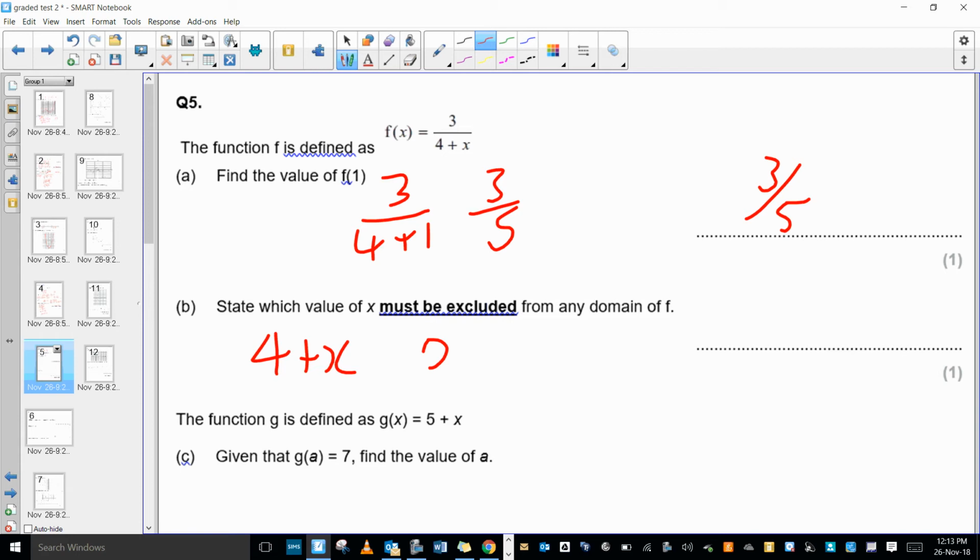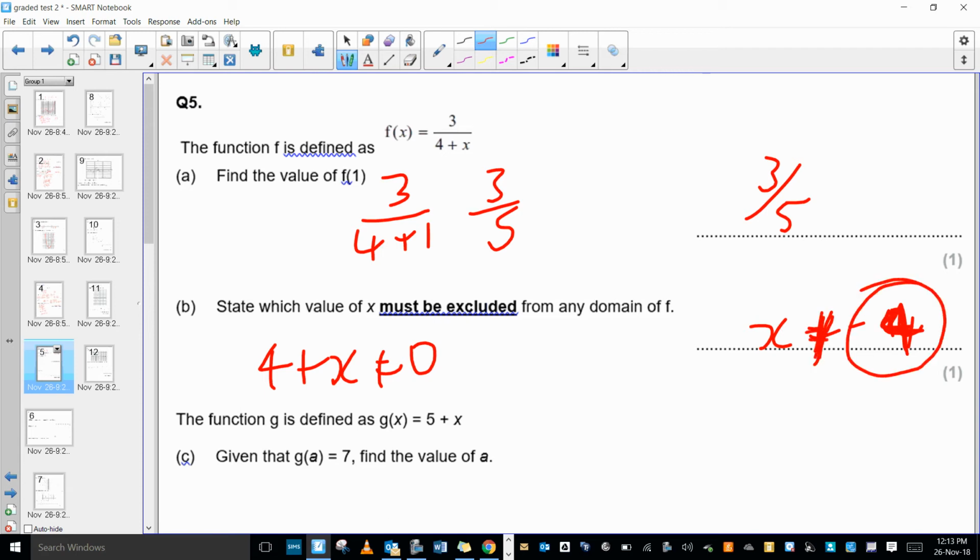What am I doing? Becoming negative. So just shush now. So 4 plus x cannot equal 0, which means x cannot equal negative... Aha. So negative 4 is the answer. Oh my gosh, that took a really long time.